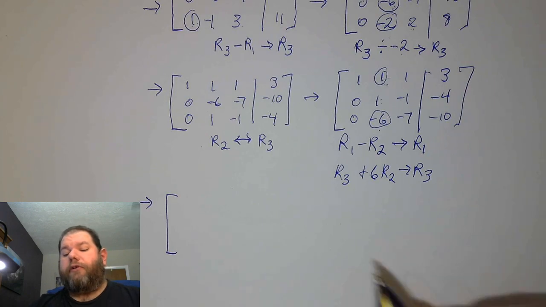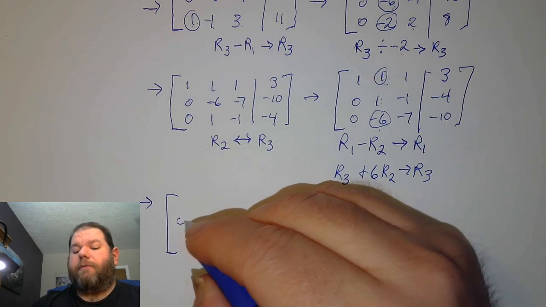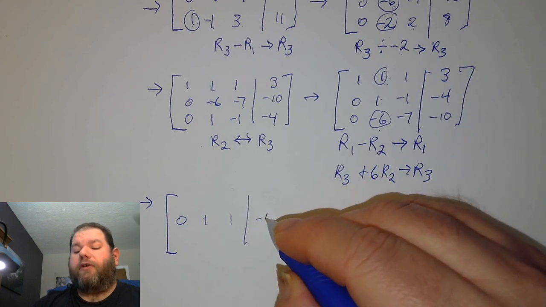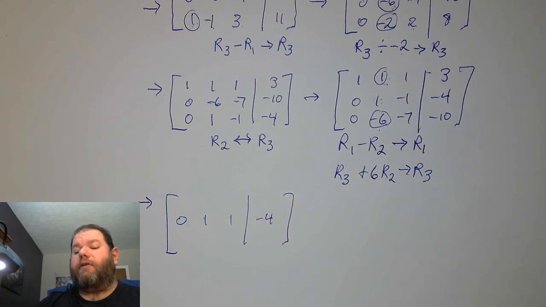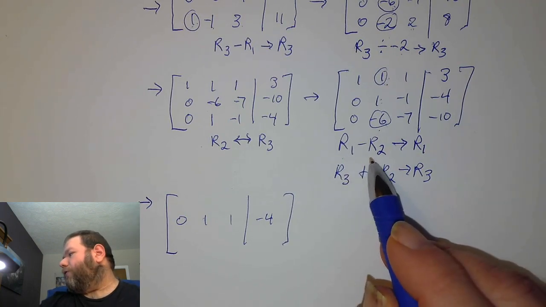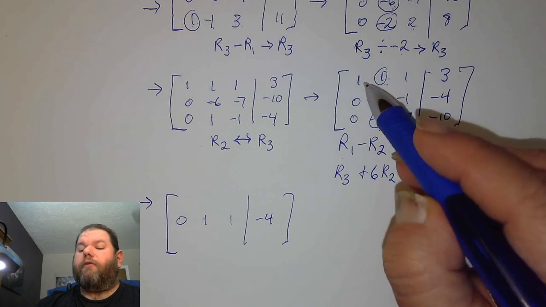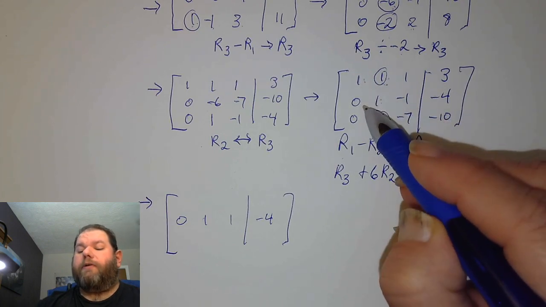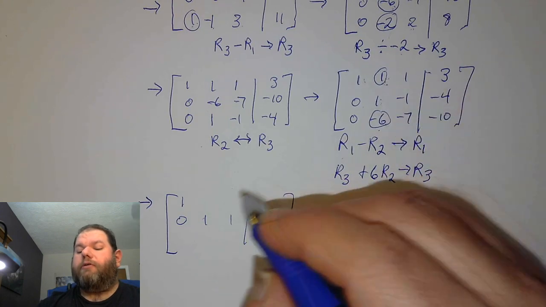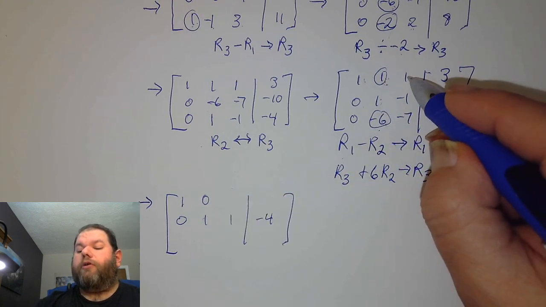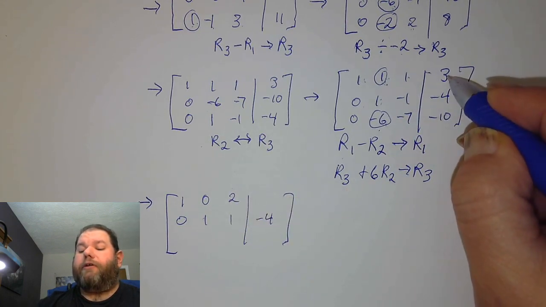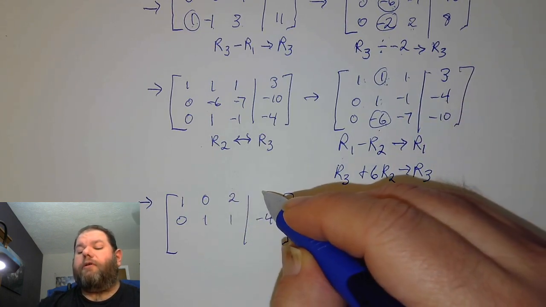Now the only row that we're not changing in this step is row 2. Row 2 remains the same. We're using it to change everything else. So row 1 minus row 2 replaces row 1. So 1 minus 0, 1. 1 minus 1, 0. 1 minus negative 1, 2. And 3 minus negative 4, 7.